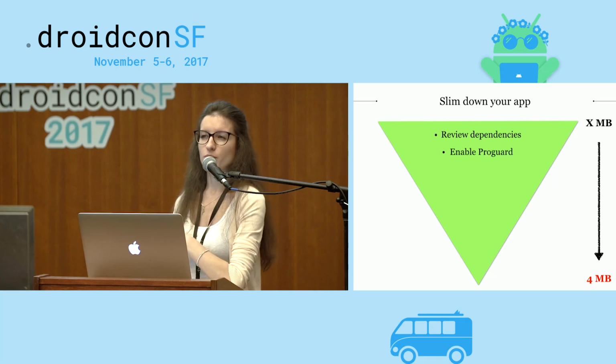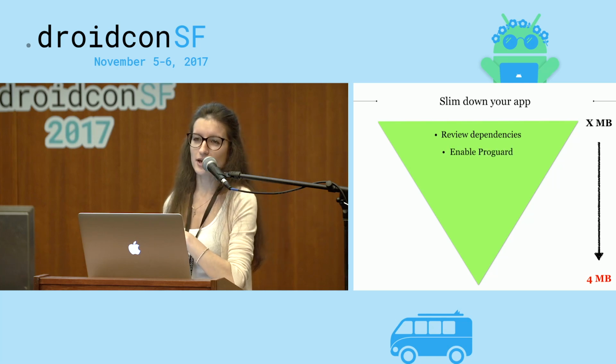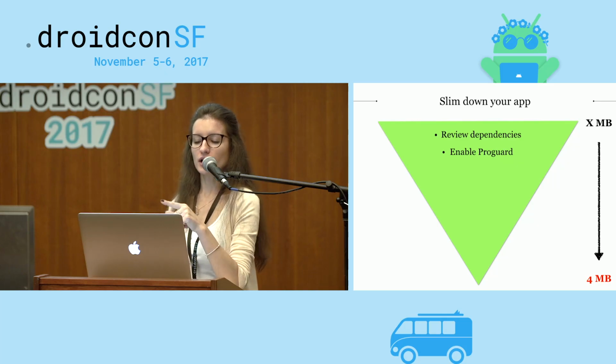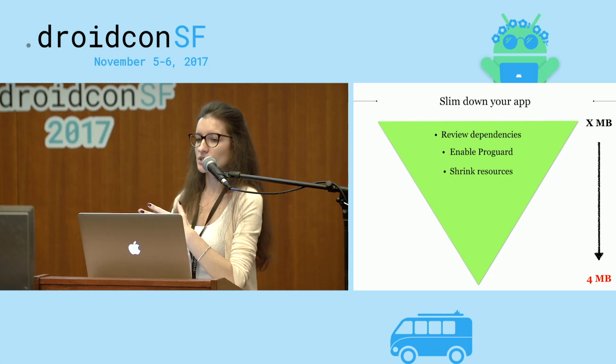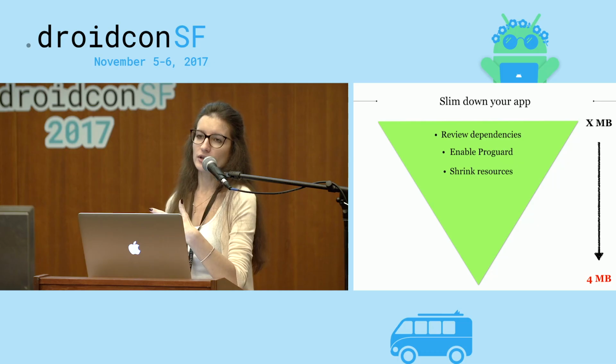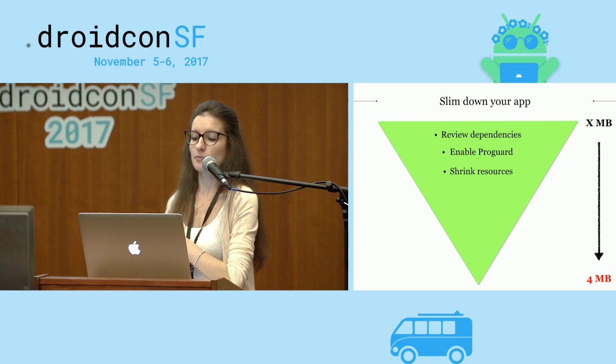Plus, enable ProGuard. We all know that ProGuard is a pain to maintain. But in terms of instant apps, it will definitely slim the size of your application tremendously. And simultaneously with enabling ProGuard, try to shrink your resources. When we started, before building instant apps, we decided to evaluate our application and see what actually takes more memory than anything else in the application.